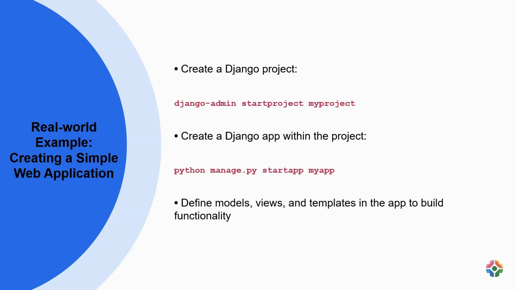For instance, when building a blog website with Django, you can create models for posts, comments, and authors. Views can manage displaying posts and handling user interactions, while templates can provide the layout for the blog pages. By following this process of defining models, views, and templates, you can develop a robust and dynamic web application using Django.